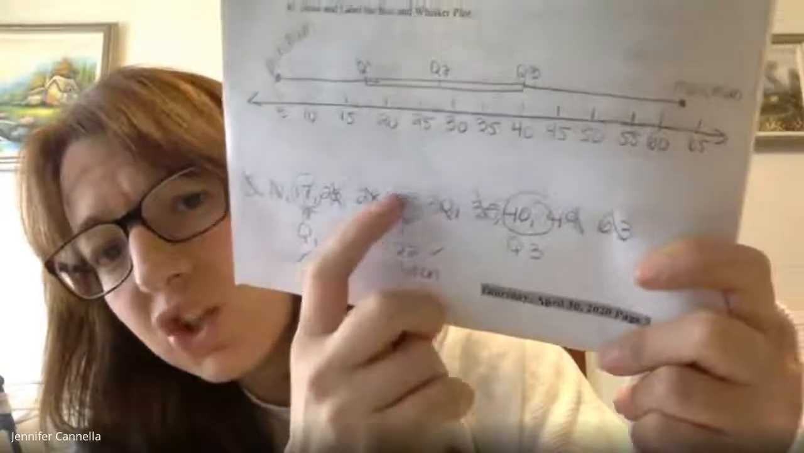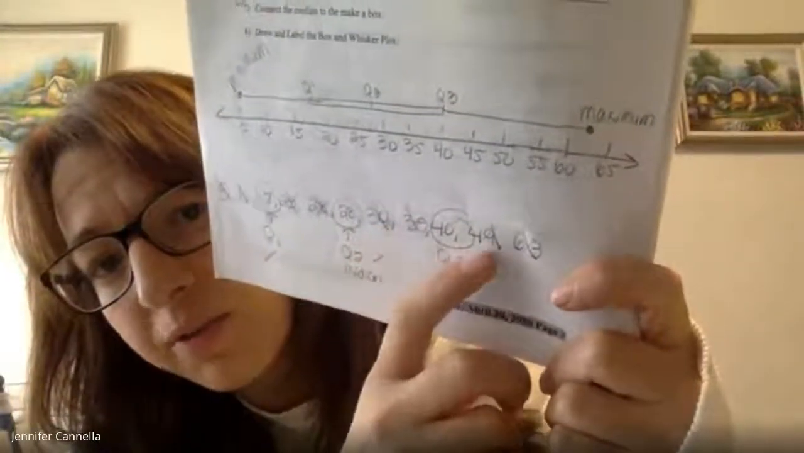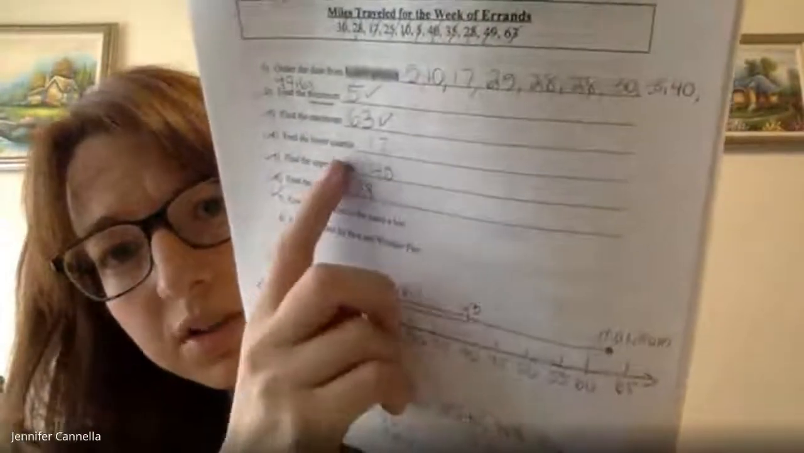Okay, the Q3 is to the right, which is the greater. So 30 and 63, 35 and 49, and 40 is your Q3. So 17, 40, and what is that, 28.